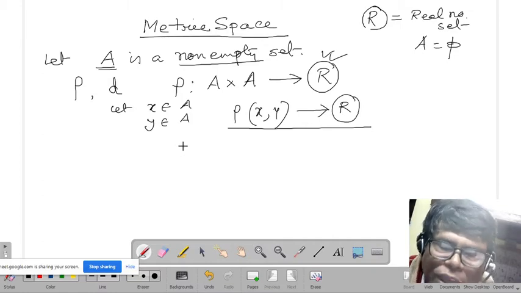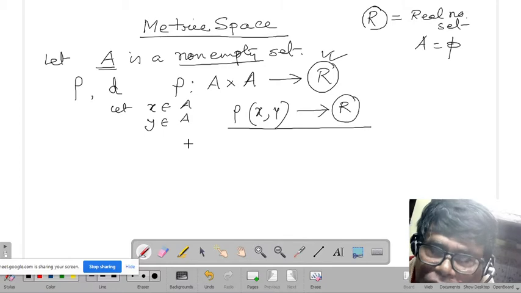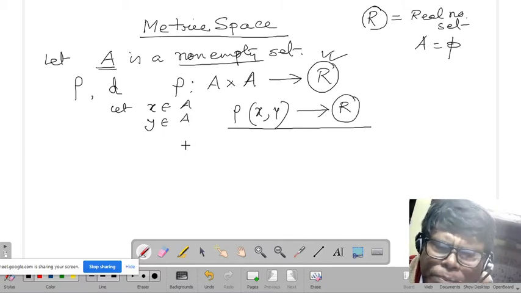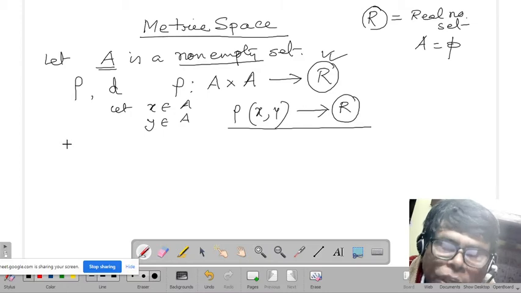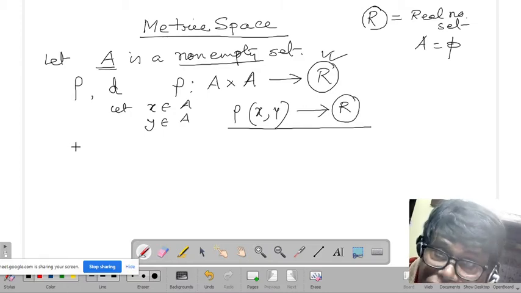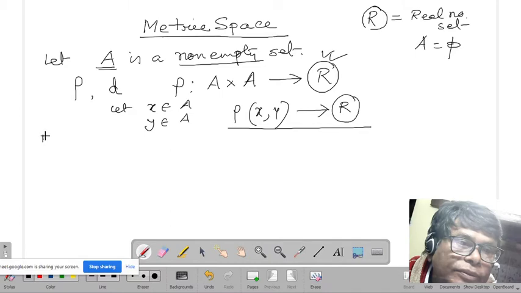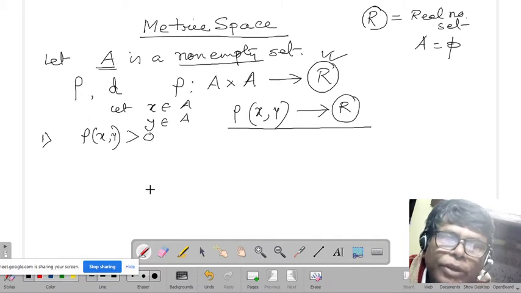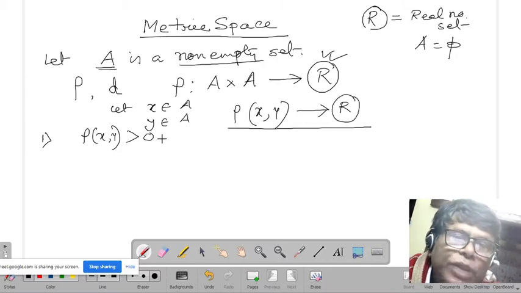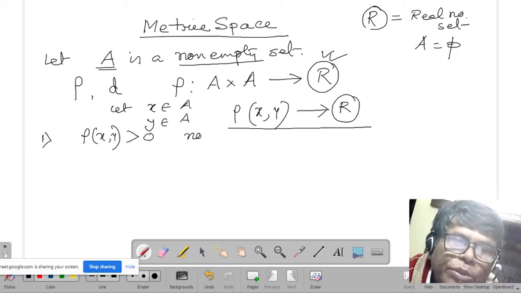But these functions must have basic properties, 3, but you can make it 4. I shall tell you the properties first. What properties must rho xy have? Number 1, rho xy must always be greater than or equal to 0. That is called the non-negativity property.